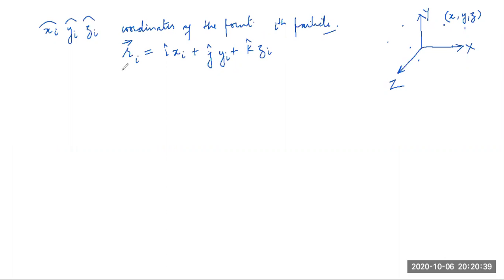Now these are the coordinates of any point, right? So if there is a third point, how will I write this? It will be R3 vector equal to i cap x3 plus and so on, right? So that means I have taken into account the coordinates of all the points, right?